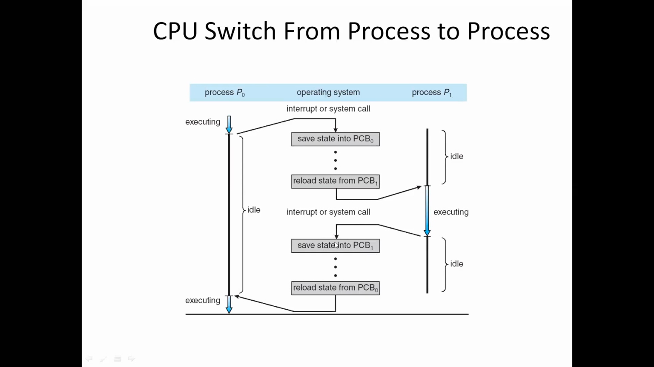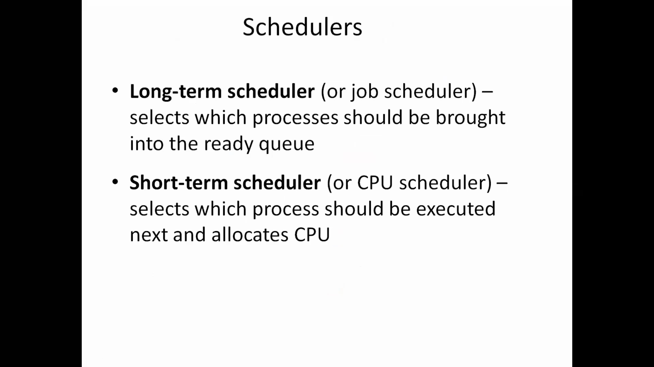After storing the state information in process control block 1, the CPU shifts from process 1 to process 0 by reloading the state information of process 0 from process control block 0. Then it starts executing process 0. This is nothing but context switching.